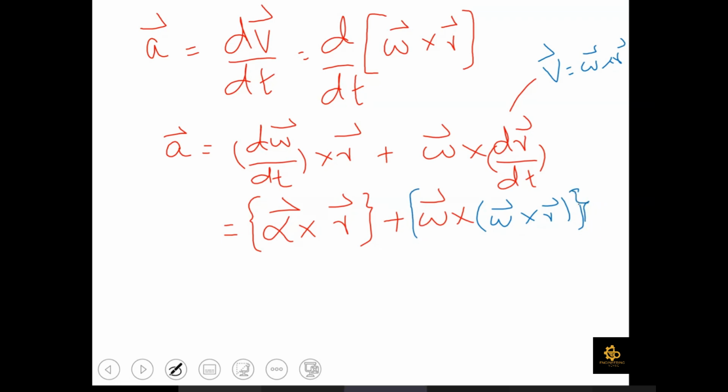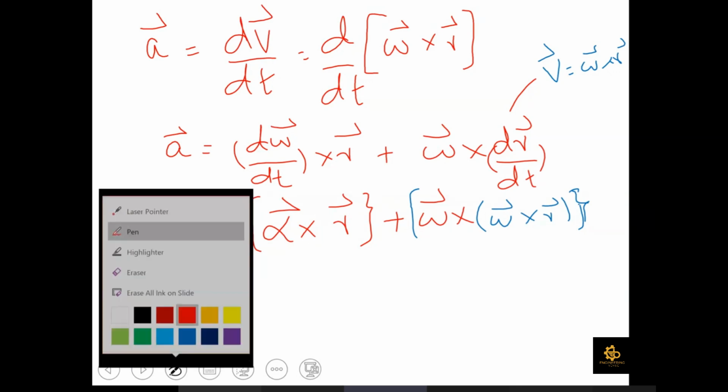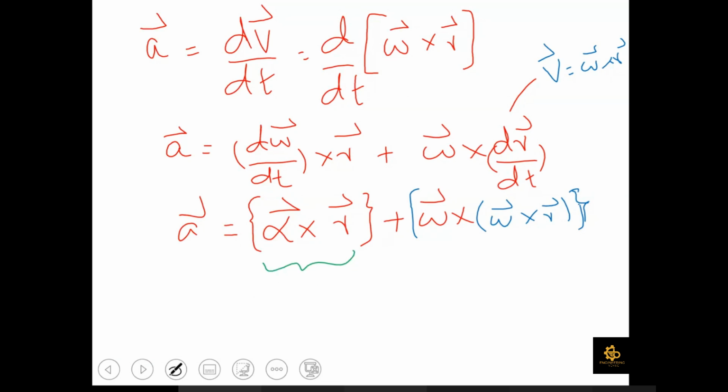ठीक है. So whenever you are finding the acceleration vector, then the acceleration vector is going to be the vector sum of its tangential component, which is being represented as alpha cross r, and its normal component, which is basically omega cross omega cross r. So the total acceleration a is going to be the vector sum of at and an. Vectorically, at is alpha cross r and an is going to be omega cross omega cross r. Is this point clear to all of you?